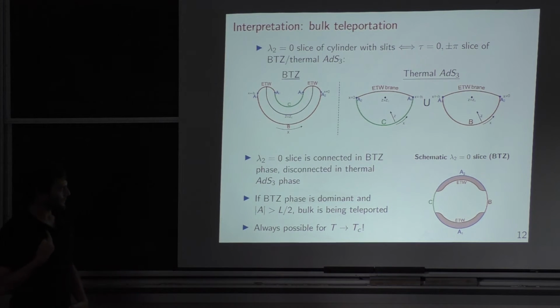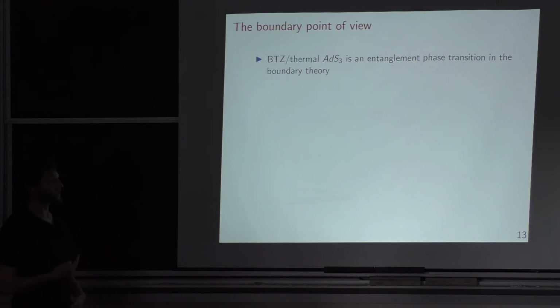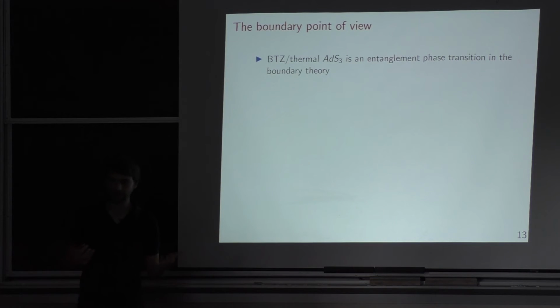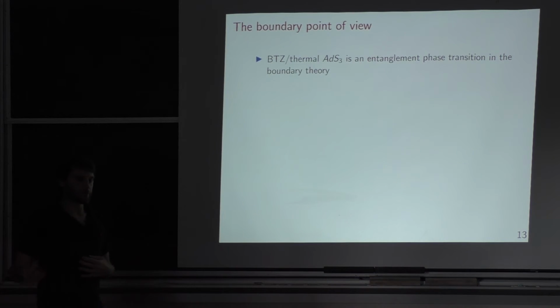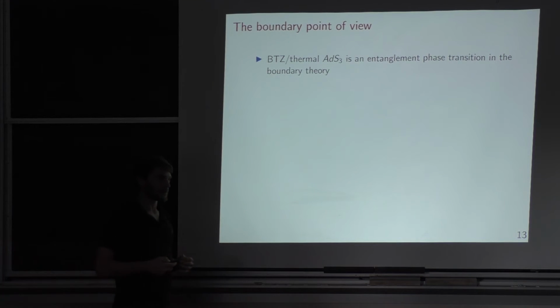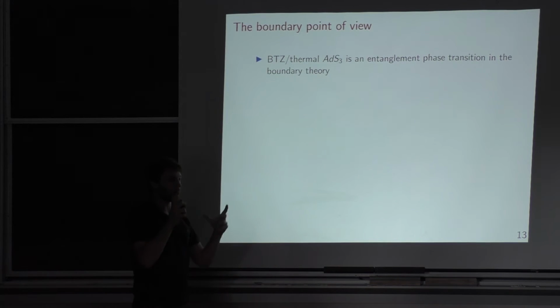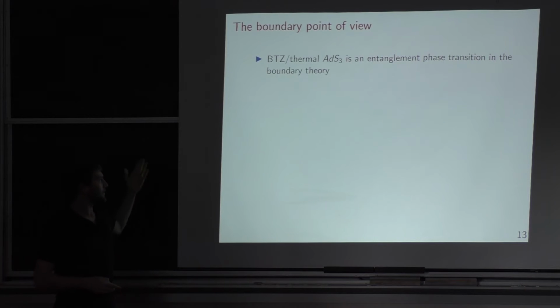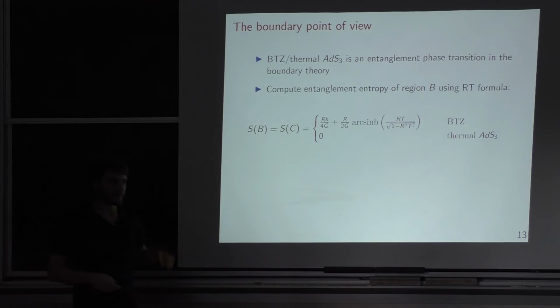Let me mention very quickly the boundary point of view. So when you perform this measurement, you see this phase transition between BTZ and thermal AdS3. So what does that correspond to in the boundary? That's an entangling-disentangling phase transition on the boundary. And you can see that by computing the entanglement entropy of one of those two remaining regions, so region B. You can do that using the RT surface in these slices that we just saw.